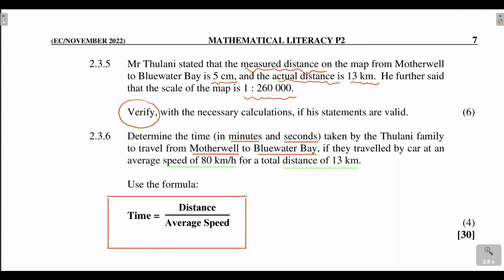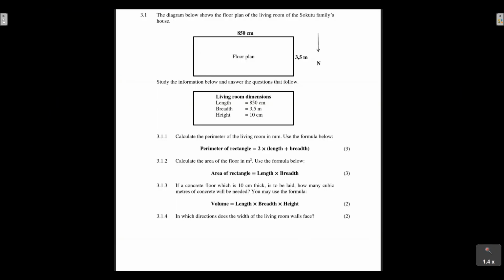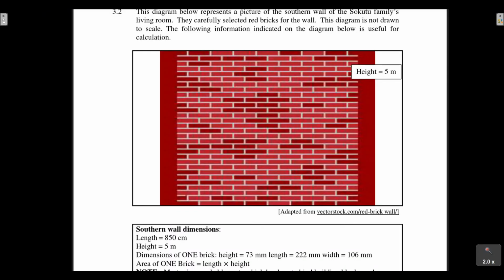I hope that I managed to make everything easy for you to understand. On the next tutorial, we're going to be tackling question 3.1. Question 3.1 deals with measurement. We're going to be calculating perimeter, area, and volume of a rectangle.